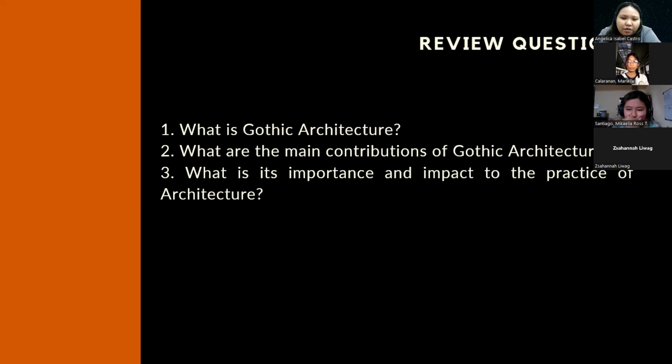Si Gothic naman, we wanted the building to get more light. Not lightning, but more lighting, and we wanted it to be higher. These are the innovations that they gave us. Remember your flying buttresses, that's only present in Gothic architecture. Your pointed arches, spires, pinnacles, finials, gargoyles. I think that's one of the unique features of Gothic architecture. Doon tayo nagsimulang mag-incorporate ng humanoids or human or animal figures in the structure.